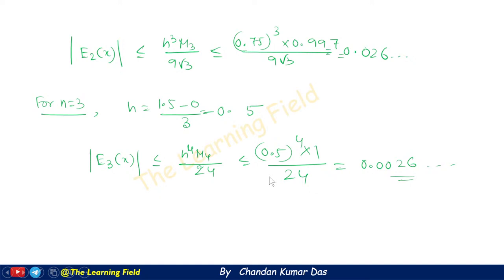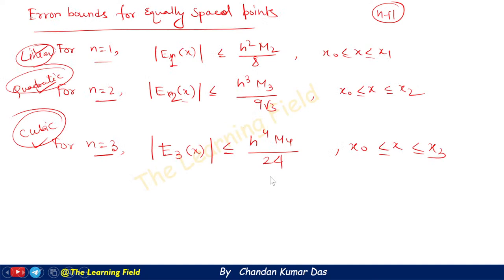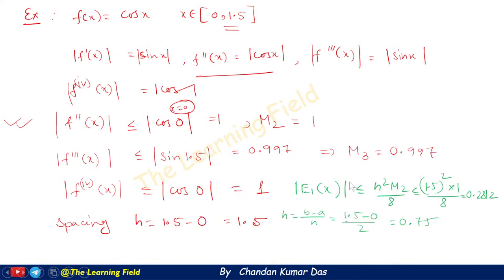So this is the error for the three cases: cubic, quadratic and linear order polynomials of Lagrange interpolation. This is the content for today's video. We'll discuss the next topic in the next videos: we will start Newton interpolation, forward, backward and divided difference. So this ends today's class.